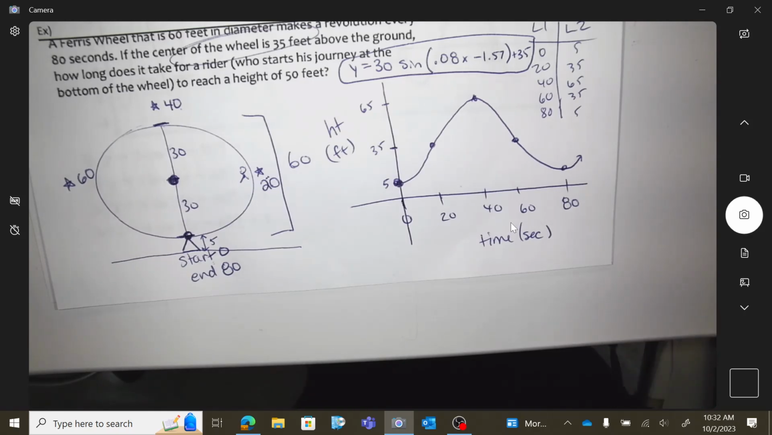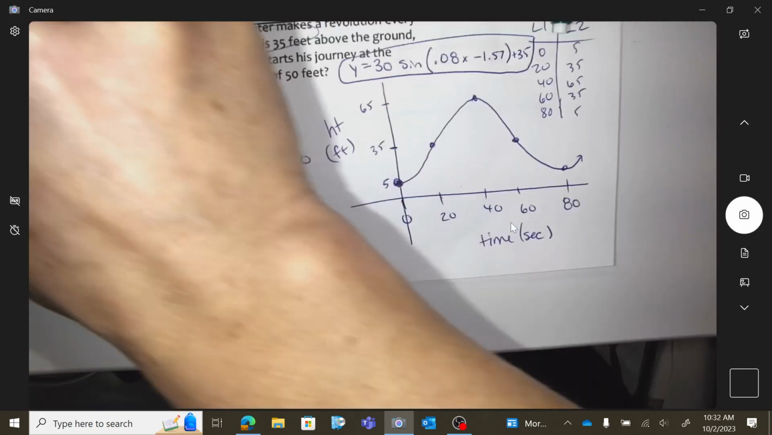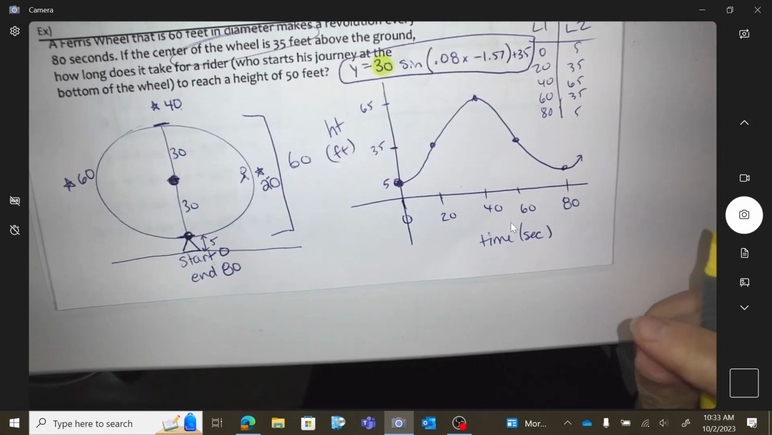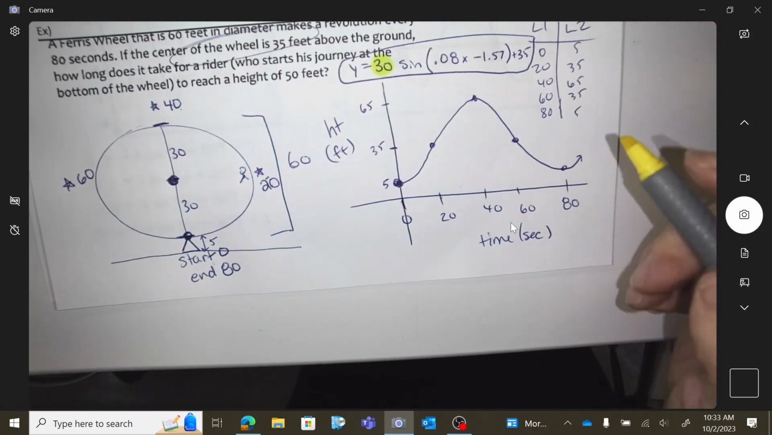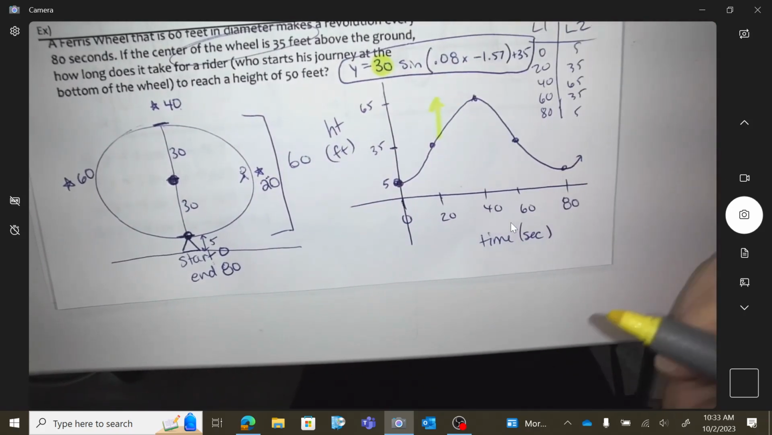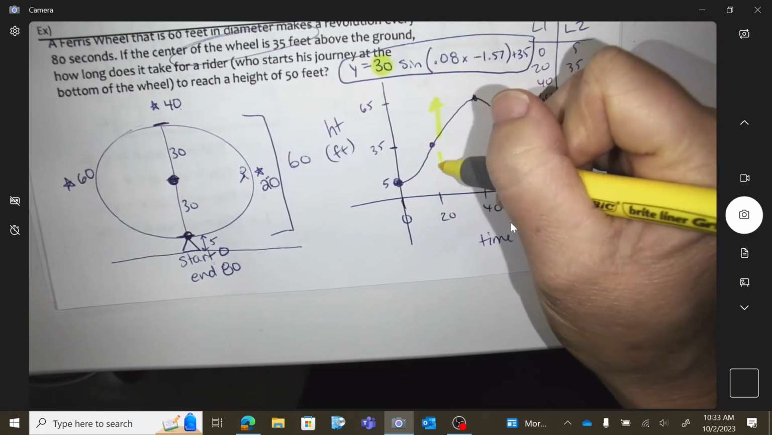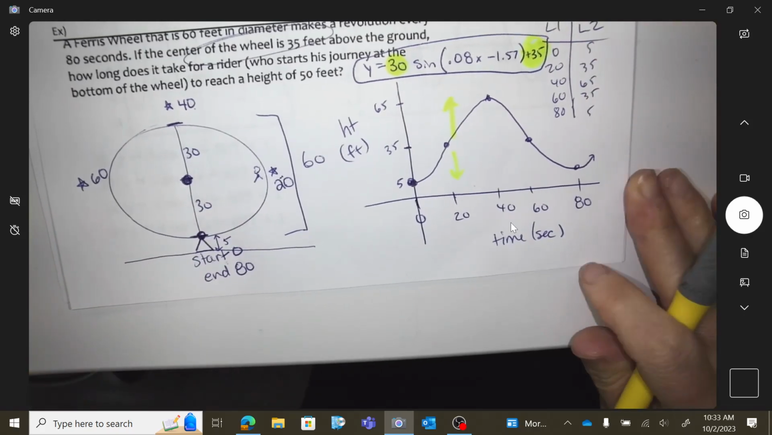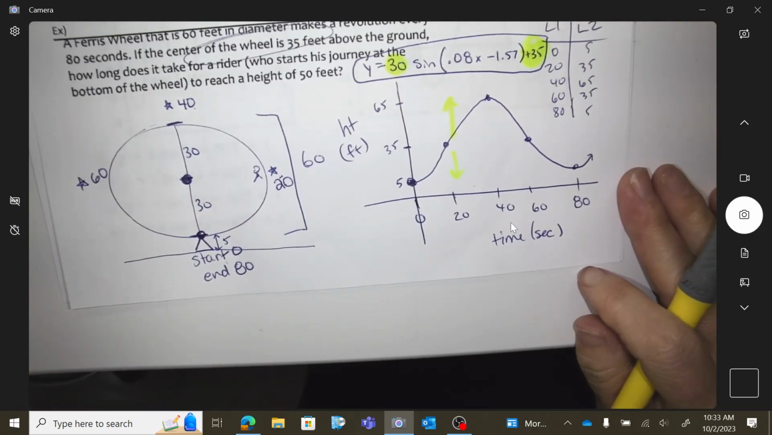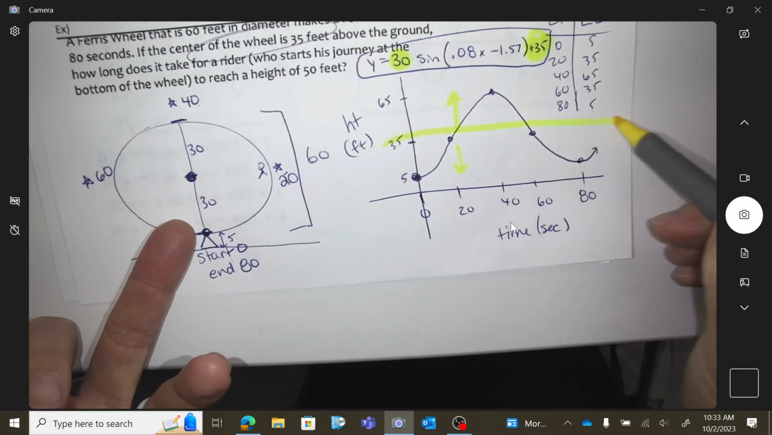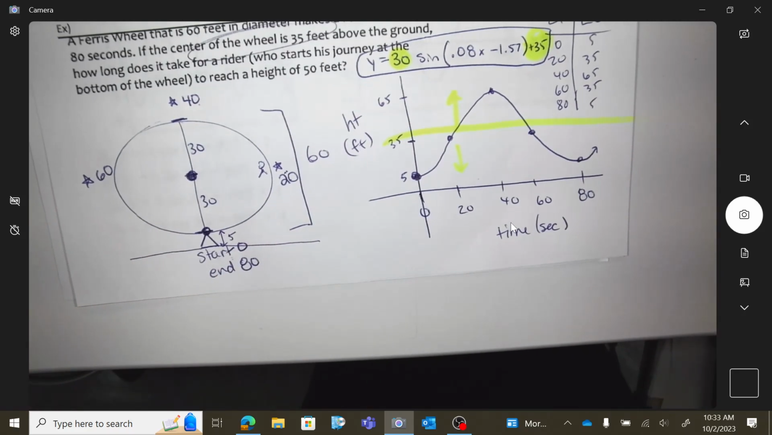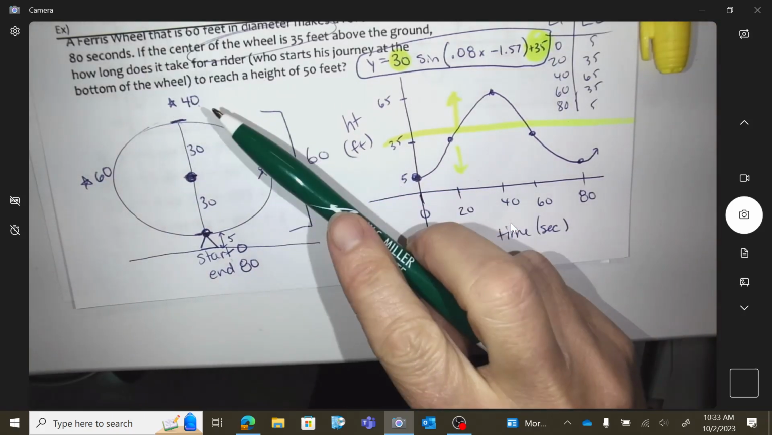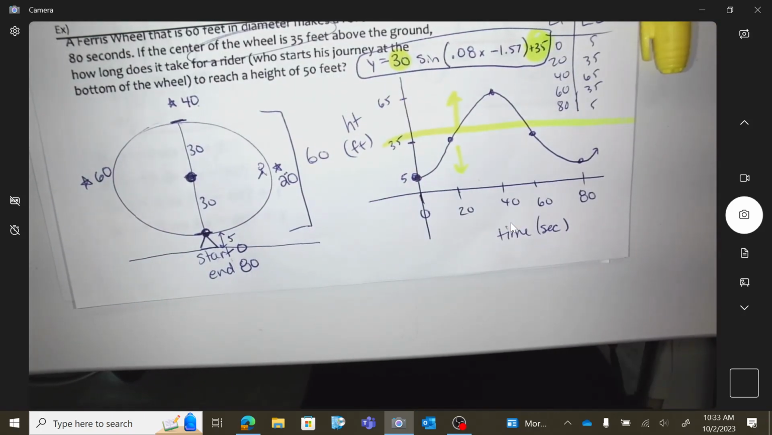Okay, you ready? Does this 30 make sense why it's a 30 in your equation? Yeah, because guess what we were doing? We were going 30 above the center of the wheel and 30 below, right? Does 35 make sense why your calculator got you a 35? Because that's right in the middle of our Ferris wheel. Okay, the question says, how long does it take for a rider to reach a height of 50?